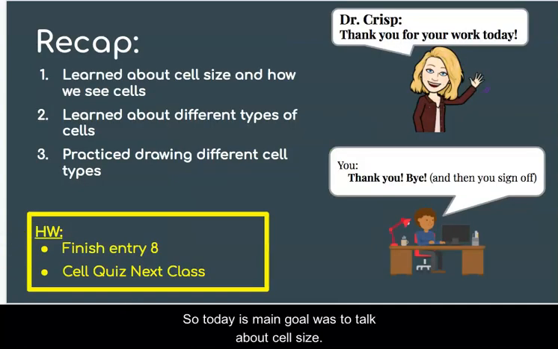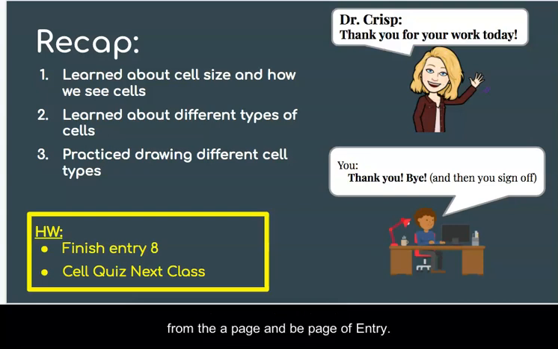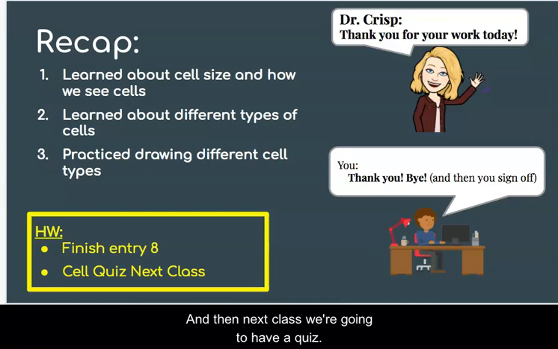So today's main goal was to talk about cell size and why cells are so small, and learning about different types of cells and how they can become specialized. And then you got a little bit of practice at drawing some different types of cells. So the homework for today is to finish out entry number 8. You should be able to totally get everything done from the A page and B page of entry 8. And then next class, we're going to have a quiz over cell structure. Thanks for listening.